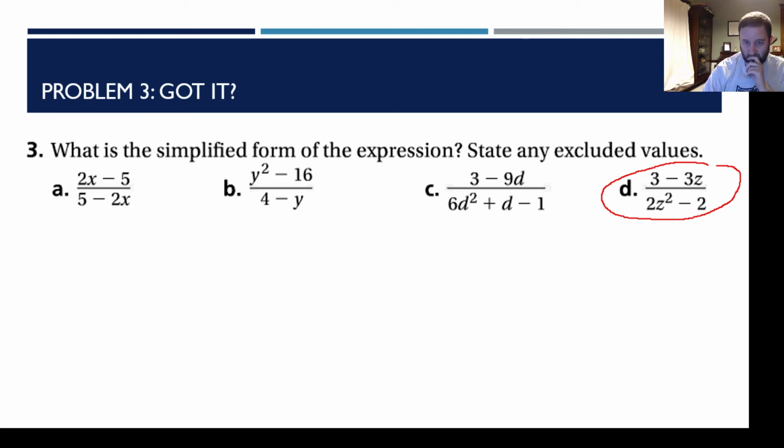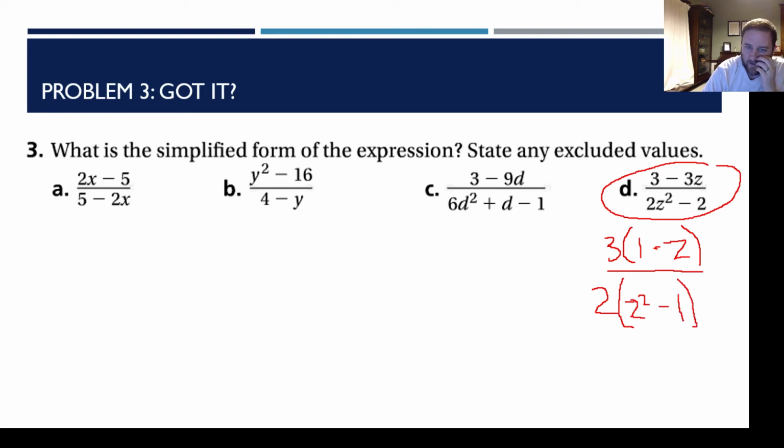So the top, we can factor a 3 out, right? So it's going to be 3 times 1 minus z. On the bottom, we can factor a 2 out, and it becomes 2 times z squared minus 1. Now you might think, well, even if we pulled out a negative 1, it still wouldn't be able to substitute anything, or cancel anything out. Well, we want to think of this z squared minus 1.